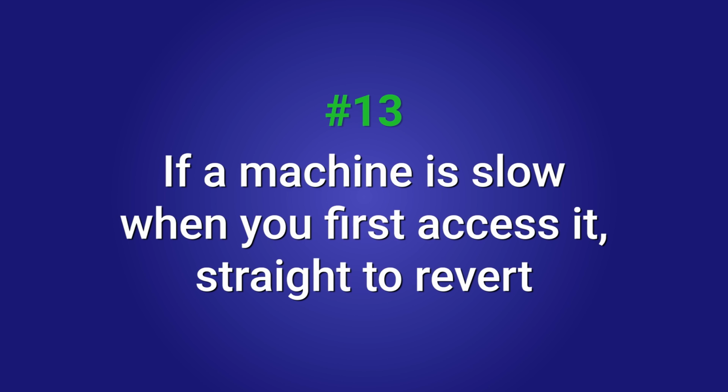Tip 13, if a machine is slow when you first access it, straight to revert. Right to jail, right away. Revert it immediately. It's not worth the time. You can revert a machine in 1 minute, and that could end up saving you 30 minutes. You might work on a machine for 1 hour if it's snappy. You might work on it for an hour and a half if it's slow. And you've got to think of the frustration as well. Oh, I spent an extra 30 minutes. Why is this moving so slow? Which brings me to my next tip.